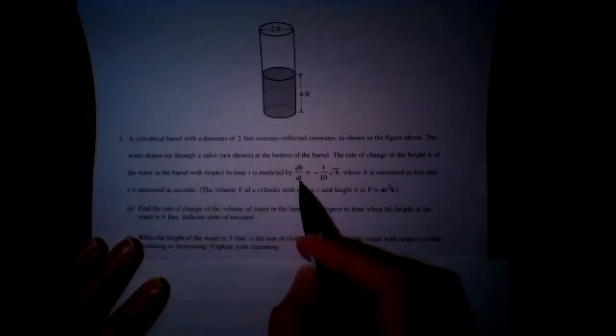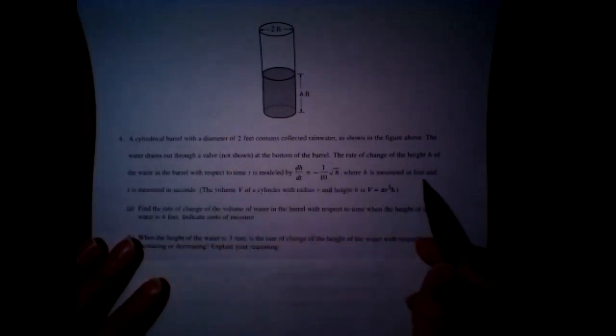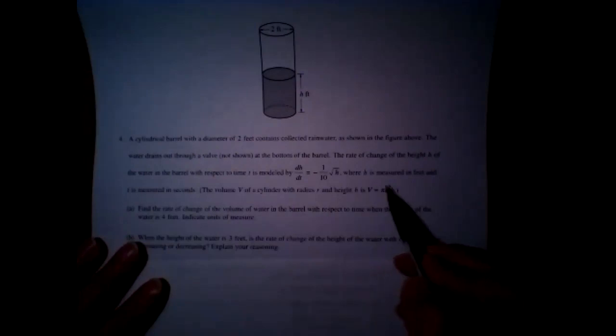The rate of change of the height of the water with respect to time is dH/dt. That's given by this. We have feet, we have seconds, and then they give you the formula for the volume of a cylinder. All right, so let's see what's going on in part C. At time 0 seconds, the height of the water is 5 feet, so that's an initial condition, (0, 5). Use separation of variables to find an expression for H in terms of T.